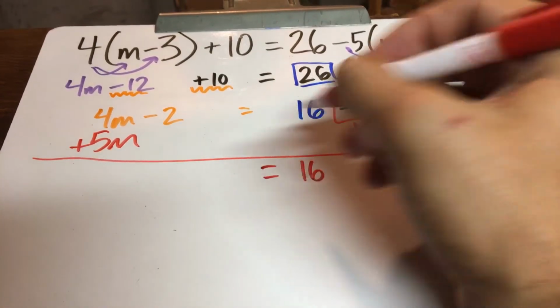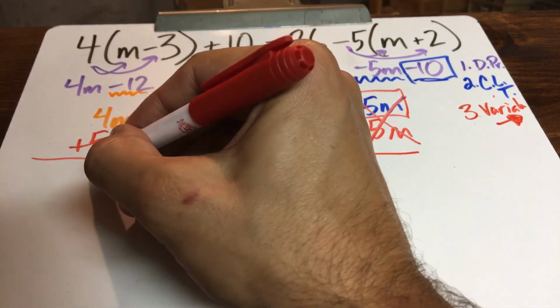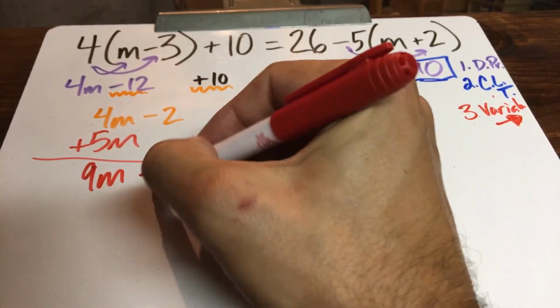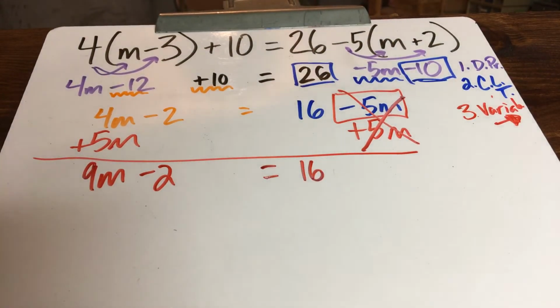I don't know why I'm doing this backwards. I should really start over here. 5 plus 4 is 9m. The minus 2, I'm going to drop it down. The equal sign is still there. And now it's coming into focus. From here, it should be easy, right?